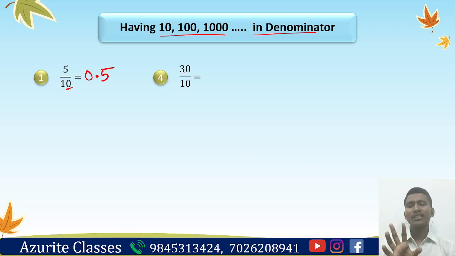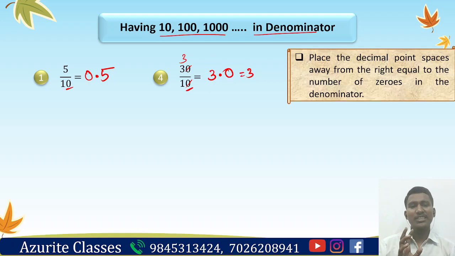Got it? Here 30 by 10 is there. So here 1 zero is there, right? So you write it with one place, 3.0, or you can cancel it. 30 by 10 is 3 only. So zero and zero cancel, 3 is the answer. 3.0 means 3 is the answer. So what you have to do here: place the decimal point, counting places from the right, equal to the number of zeros in the denominator. As many zeros, that many places for the decimal point.